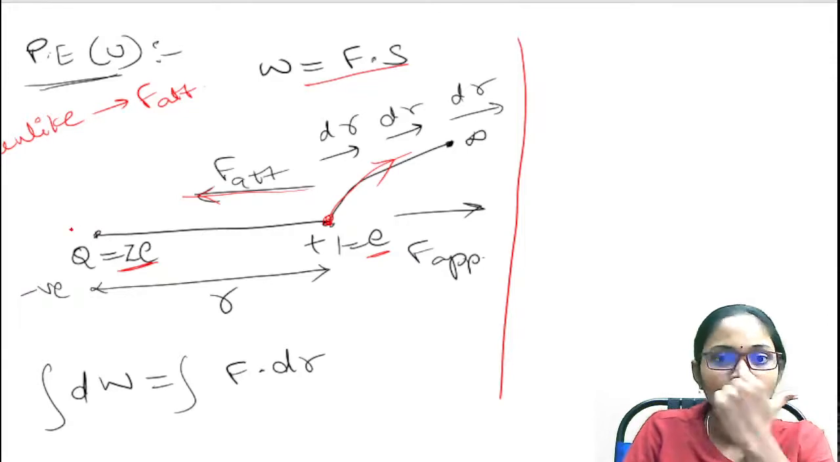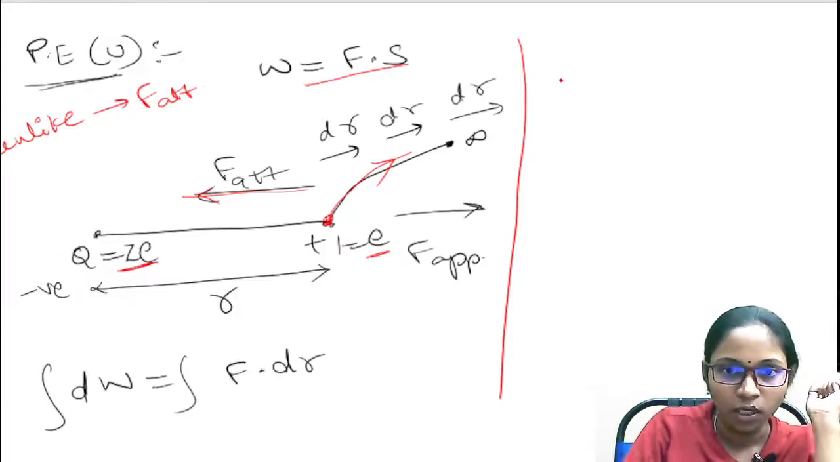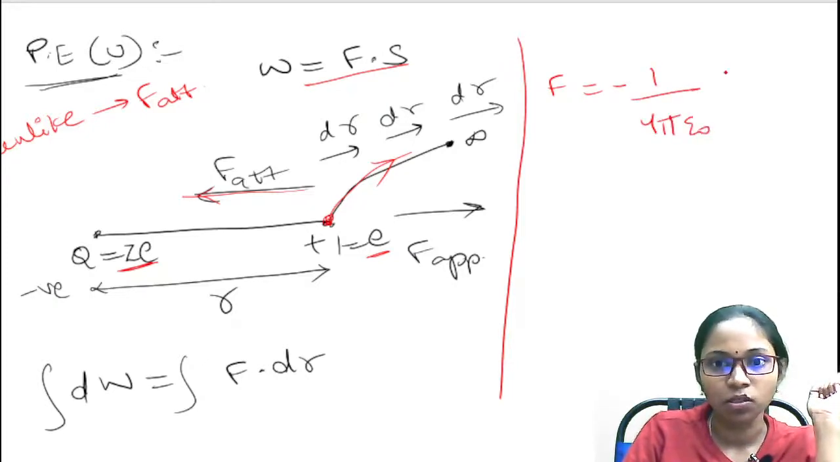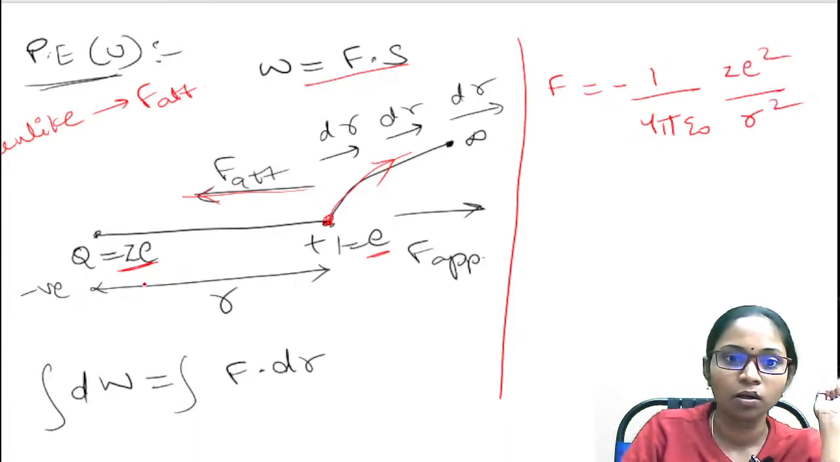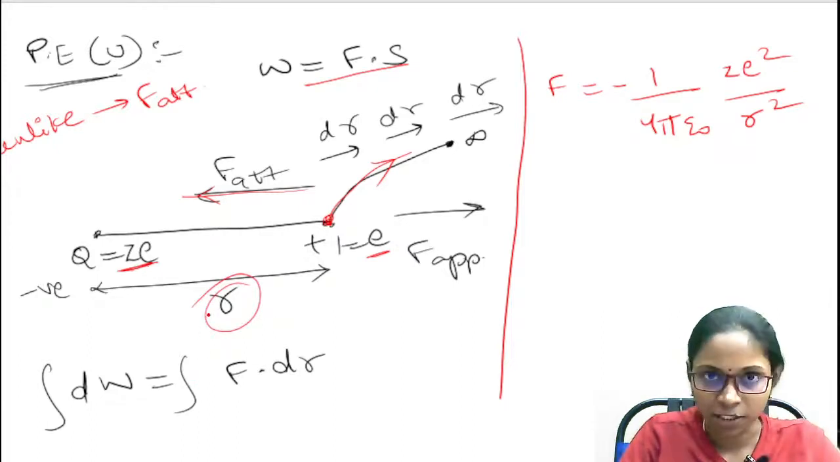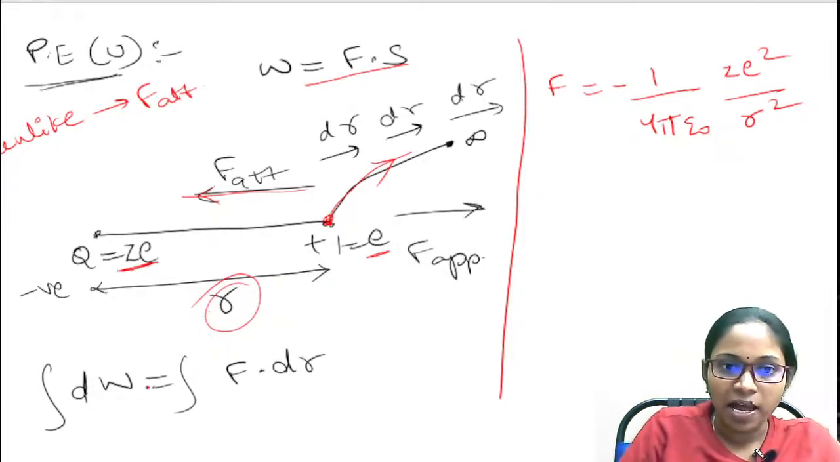Towards the left hand side we will take the negative sign, and towards the right hand side we will take the positive sign. Therefore, according to Coulomb's force of attraction, the force will be equal to minus 1 by 4 pi epsilon naught into Ze square by r square. Ze into e will be Ze square, by r square, where r is the distance between these two charges. And as per the work done formula, I just want to find out the total work done.